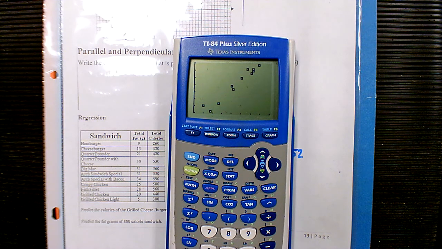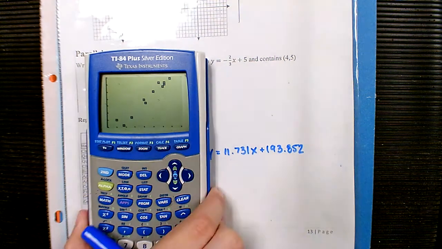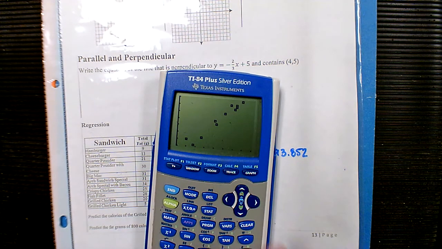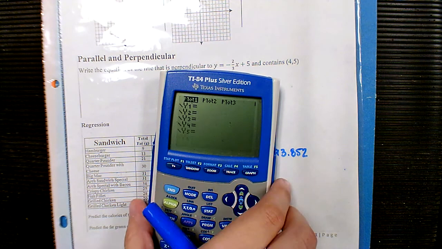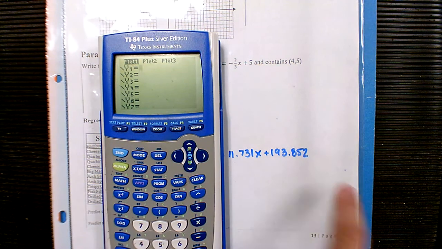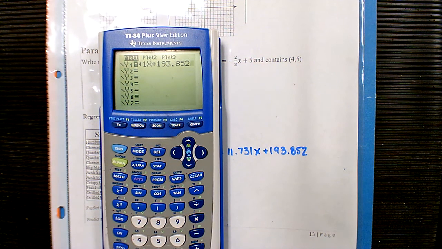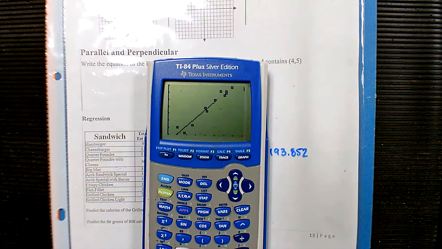All right. So we have our data in. We have the little dots on our graph. Perfect. Now what we're going to do is type in the equation we have, and it should go through some of the points. Maybe it's really close to some of the points. So we're going to go to the y equals button and type in the equation from yesterday: 11.731x plus 193.852. All right, go ahead and hit graph.